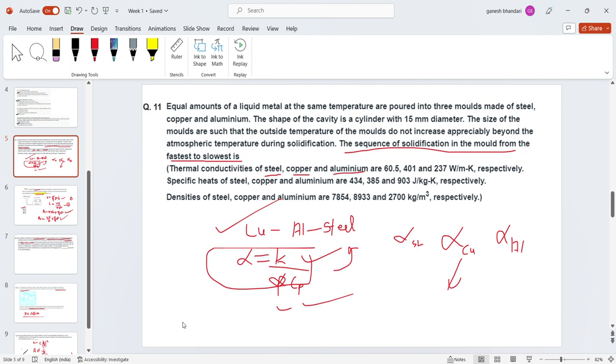Liquid plus solidification shrinkage for aluminum is maximum. Are you saying that? I still didn't get your question. Compared to others like steel and all, are you saying?